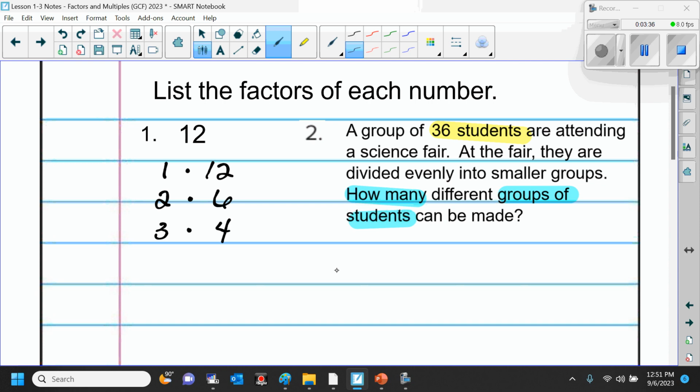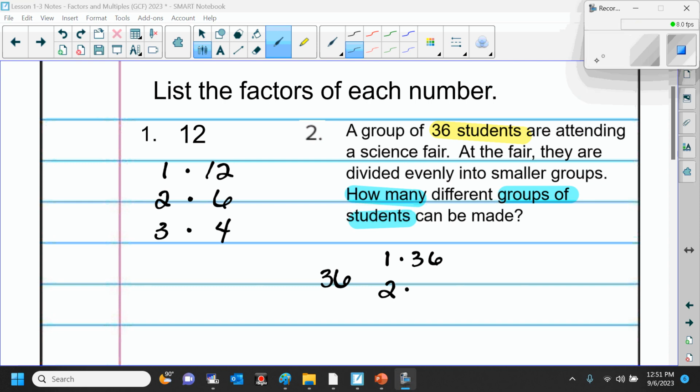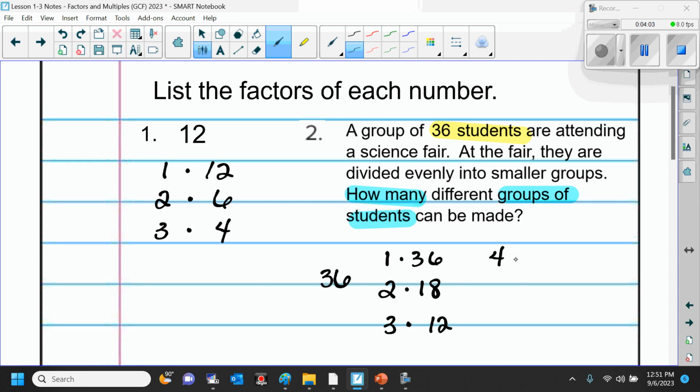Okay, so on this one, we're going to find the factors of 36. So here we've got 36. So we can break this down to 1 times 36. How about 2? 2 times 18. Good. How about 3? 3 times 12. Good. How about 4? 4 times 9. And 6 times 6. So here are the factors of 36.